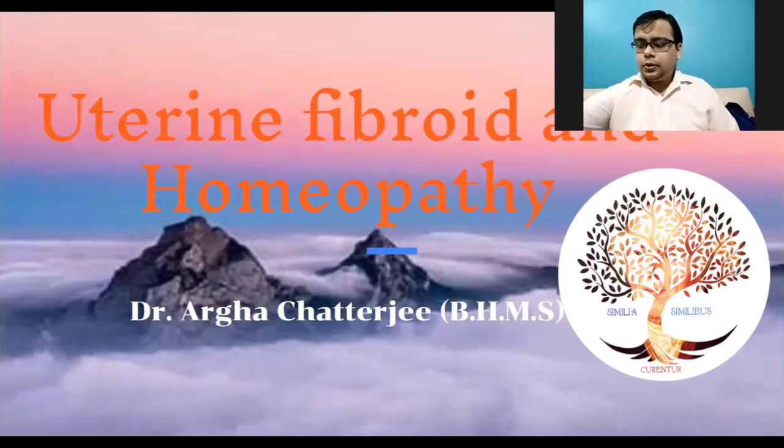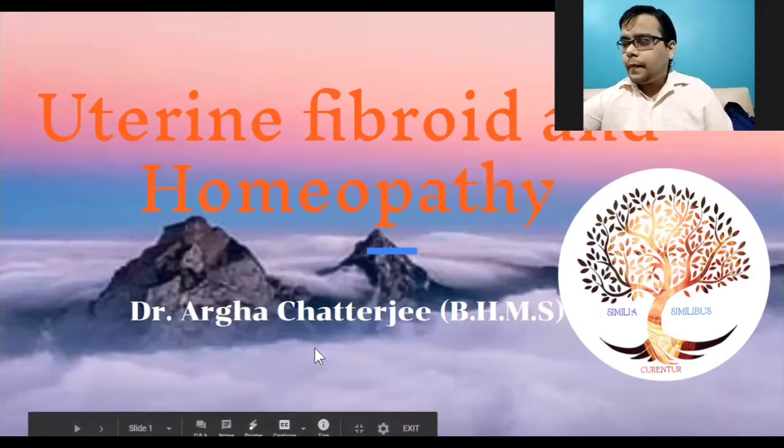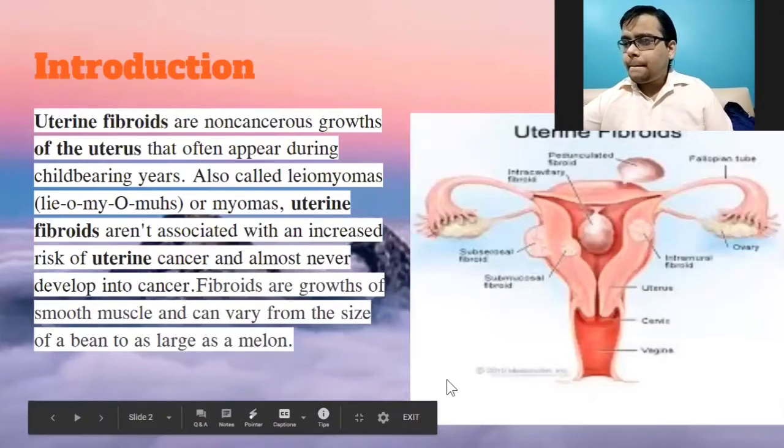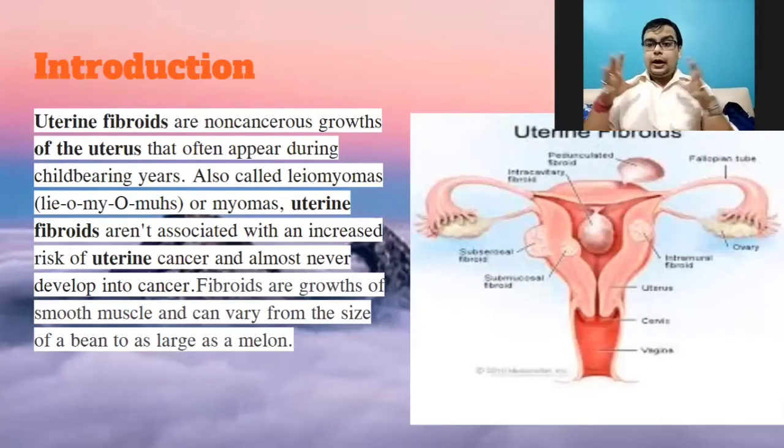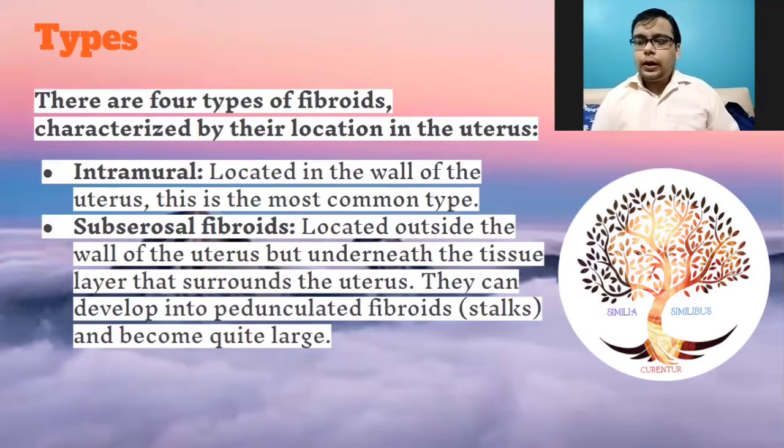Okay, so what is uterine fibroid? As we were speaking, it is a non-cancerous growth, and its size can vary from as little as a bean to even a large one. In uterine fibroids, there are generally 4 types according to the location of the fibroid.